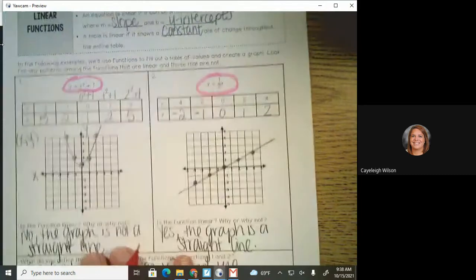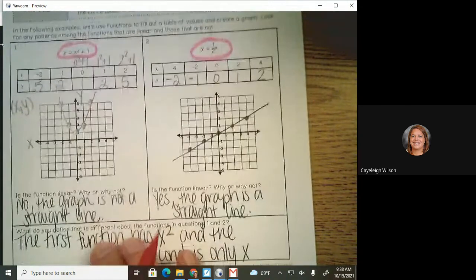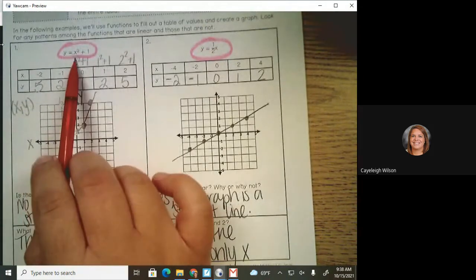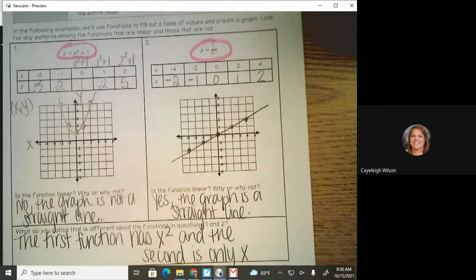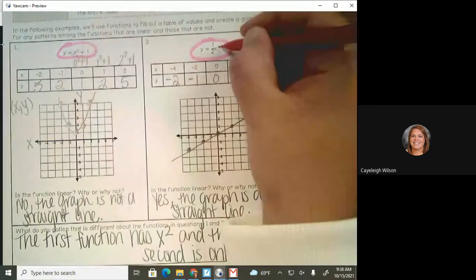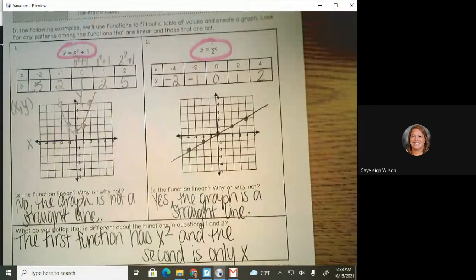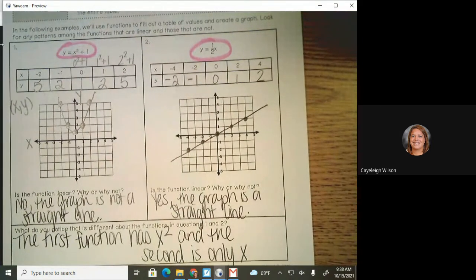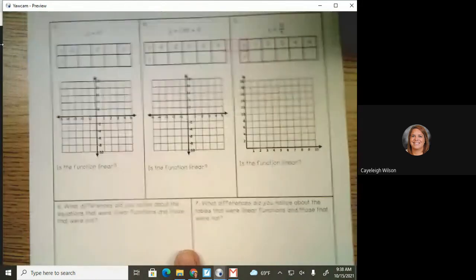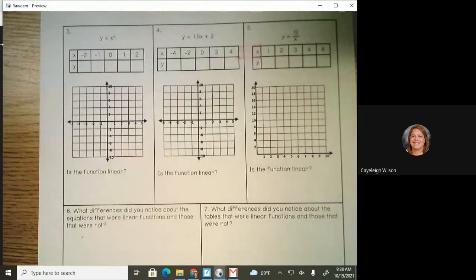Okay, the only thing I want you to understand, guys, is that this one has an x squared and this one just has an x. Do you understand that? Yeah. That this one has a squared on the x and this one does not. That's the only thing that I want you to understand from that. Okay. All right. We're going to go to the back.